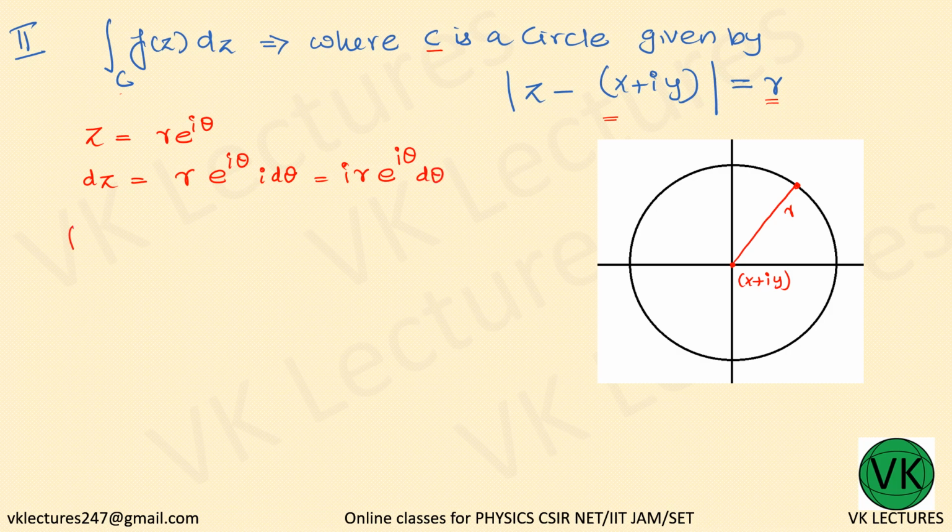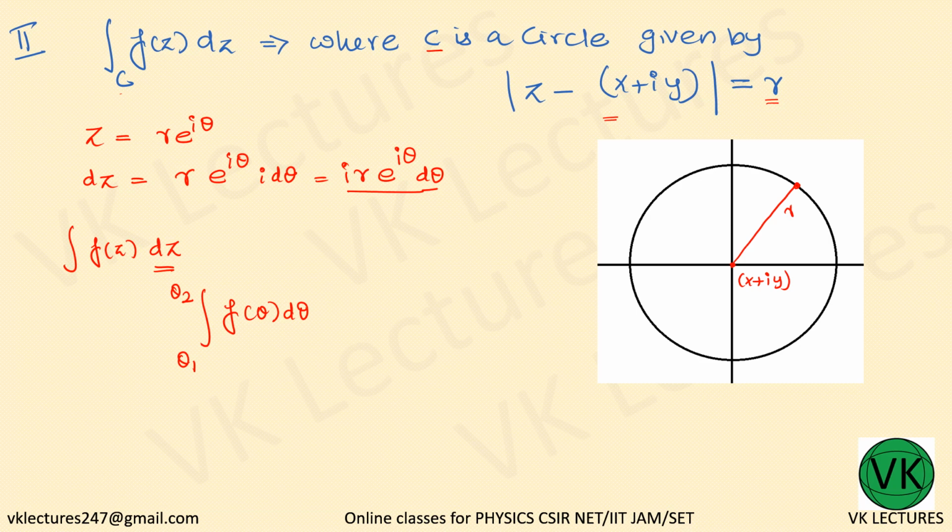So in the integral of f of z dz, you can replace dz by i r e to the power i theta d theta. Then the integration will become integral with theta varying from some point, let us say theta 1 to theta 2, of f of theta d theta.